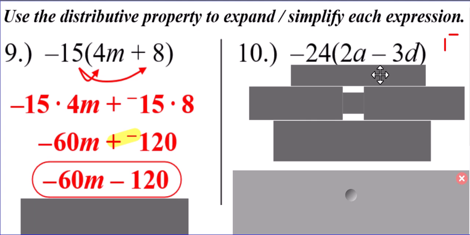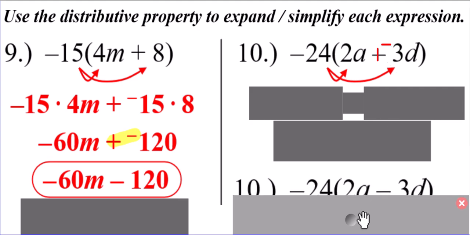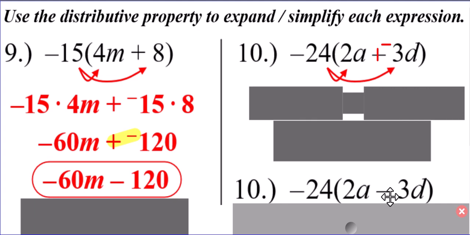Problem number 10. The multiplier is negative 24. Now I'm going to show you first how you would do it if you make subtraction adding the opposite inside first. Now, if you don't like that, I will show you the other way, where you make subtraction become adding the opposite at the very end. So I will be showing that here very soon.